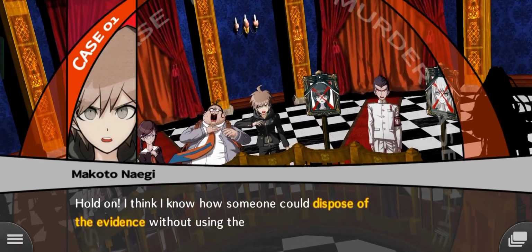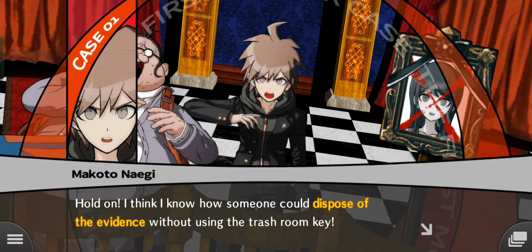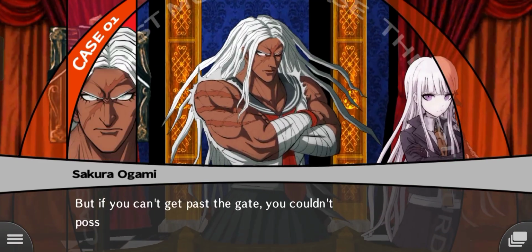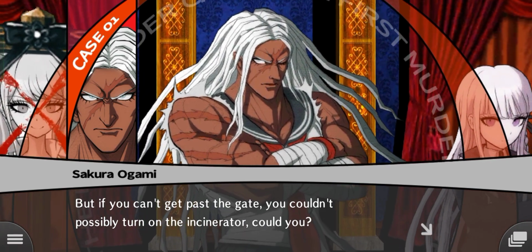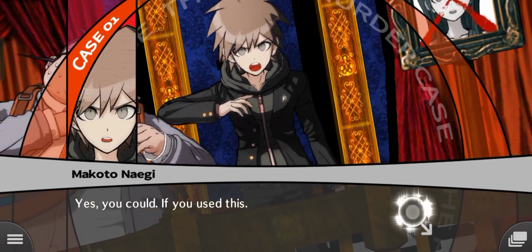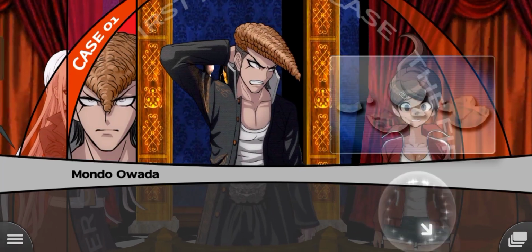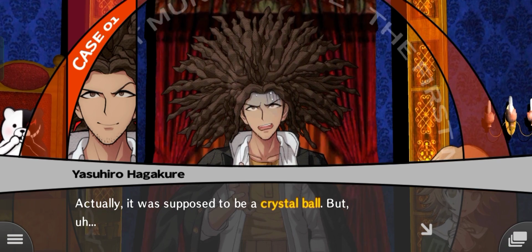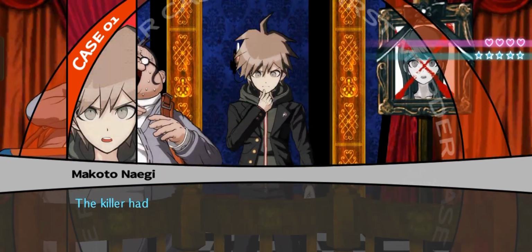Hold on. I think I know how someone could dispose of the evidence without using the trash room key. But if you can't get past the gate, you couldn't possibly turn on the incinerator, could you? Yes, you could. If you used this. What is it, some kind of glass ball? It's busted to hell. Actually, it was supposed to be a crystal ball, but... But how would you use it?